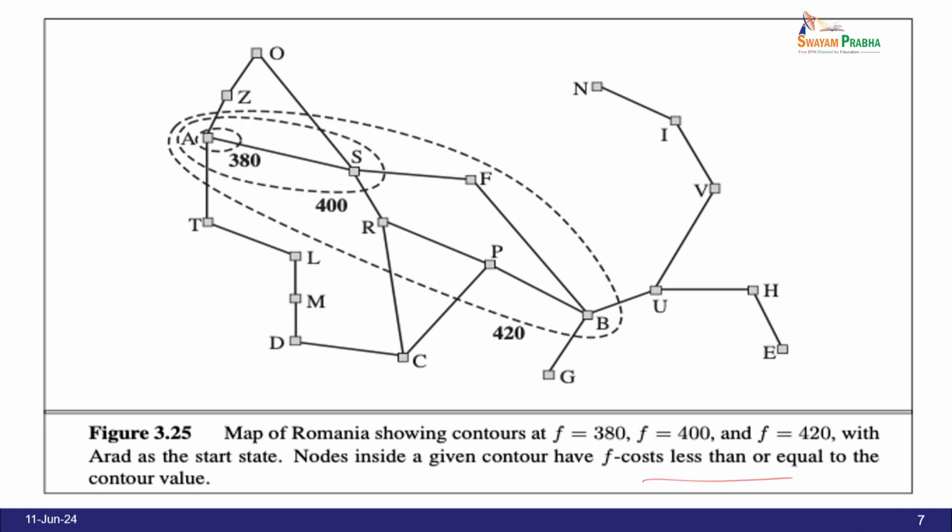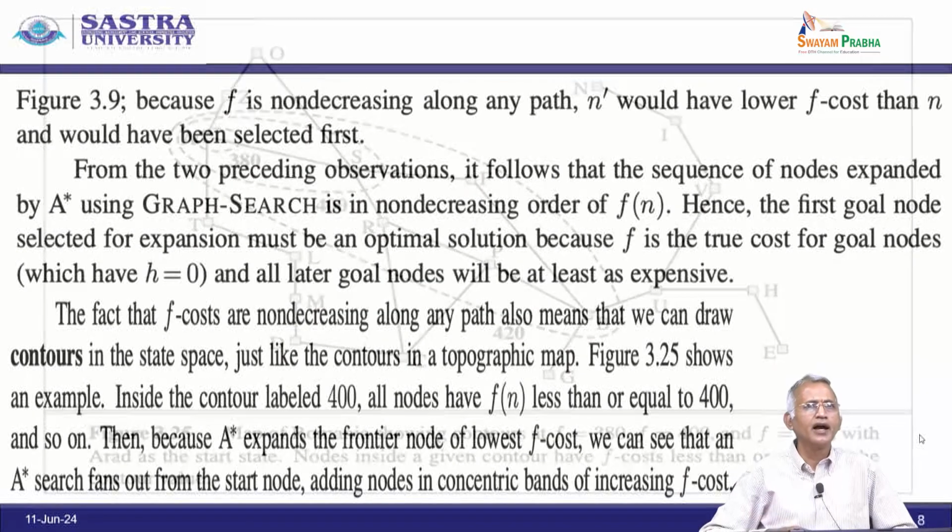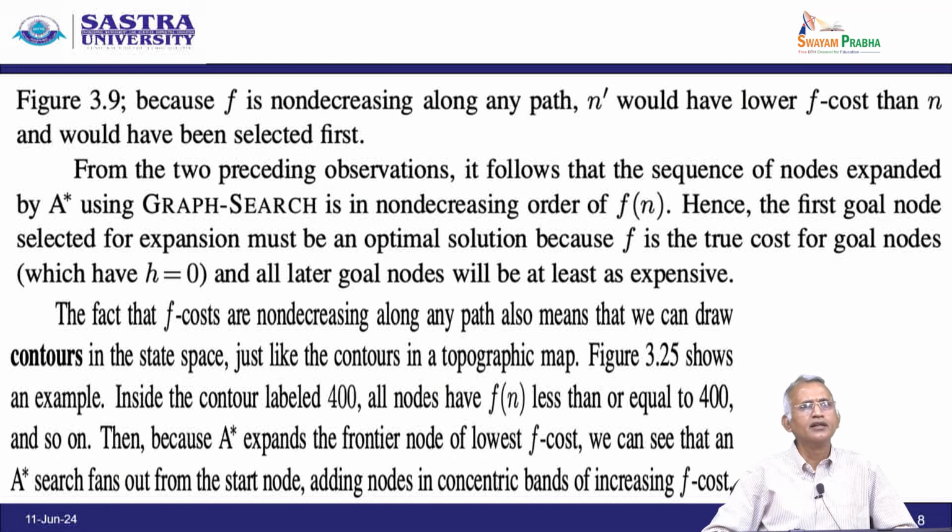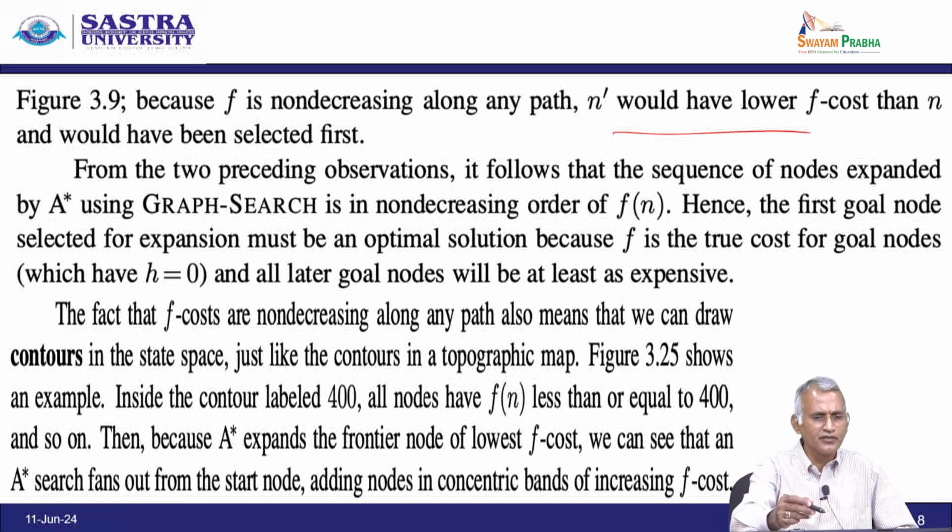and if you use AI, you have a predefined or inbuilt program decide and do that, and the AI can work. So mathematically, this is how best-first search helps to find the optimality of the cost as well as the best route. Next, f is non-decreasing along the path; n' would have had a lower f cost and n would have been selected first.